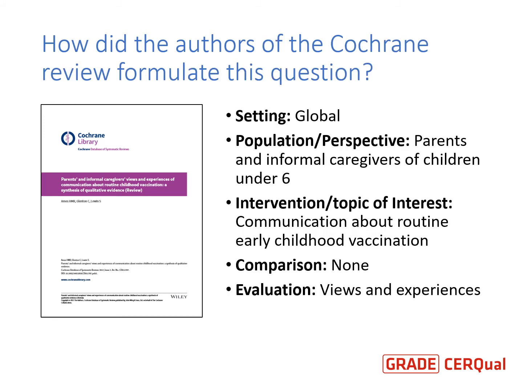If we were to put this into a SPICE structure, it would look something like this. The setting was global, even though this wasn't specifically mentioned in the objective. The population were parents and informal caregivers of children under 6 to reflect when routine childhood vaccinations are generally given. The topic of interest was communication about routine early childhood vaccination. There was no comparison, and what the review evaluated were people's views and experiences.